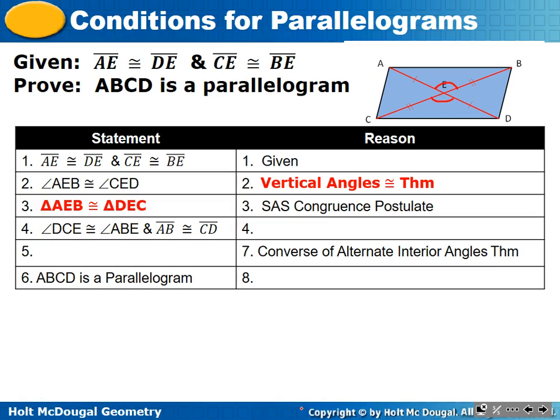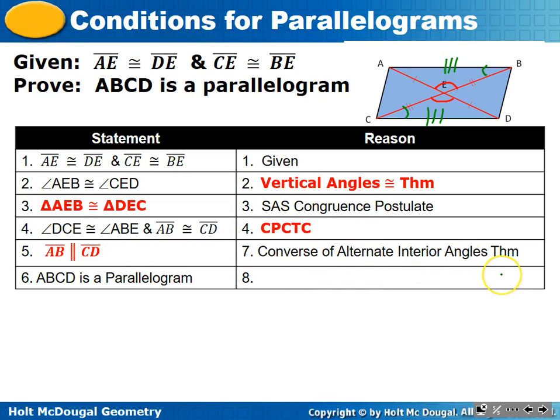Then we have that DCE is congruent to ABE. So let's do this in a different color. DCE is this angle right here. And it says that it's congruent to ABE. ABE, this one. And those would be corresponding angles, right? And then we've got side AB is congruent to CD. AB is congruent to CD. Again, those are in corresponding position as well. So this would be because of CPCTC.